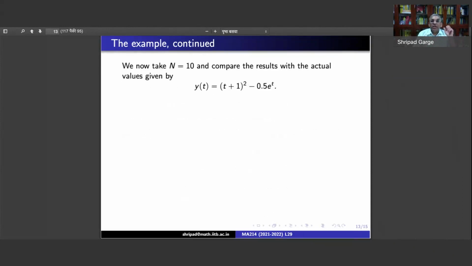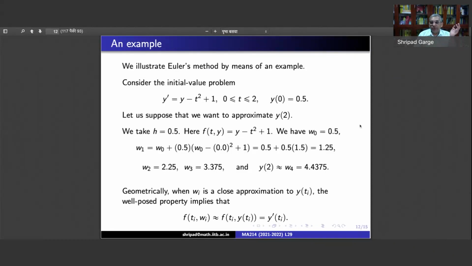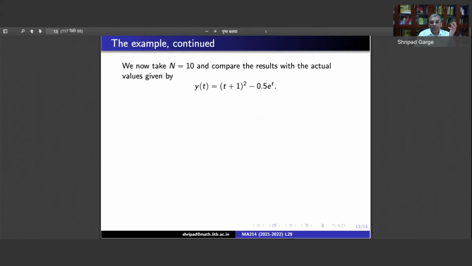All right. So now let's take a bigger value of capital N. Here we had n equal to 4. Capital N was simply 4. We went only up to W4. Let's take a larger value for n, which is 10. And now I will also let you know that the original solution is t plus 1 whole square minus 0.5 e power t. So what we are now going to do is compute the approximate solutions and compare them with the actual values of this original solution y of t.